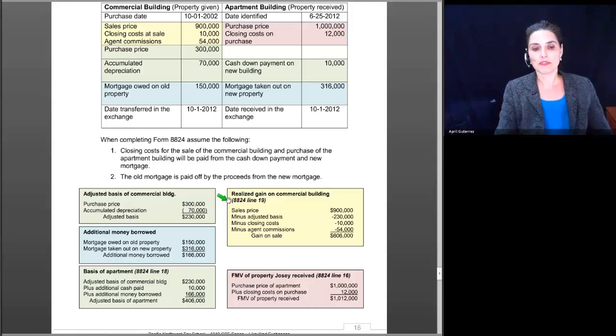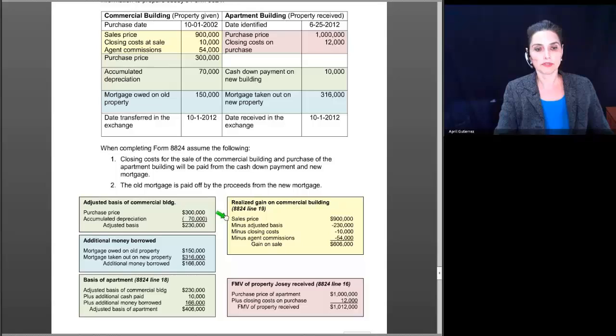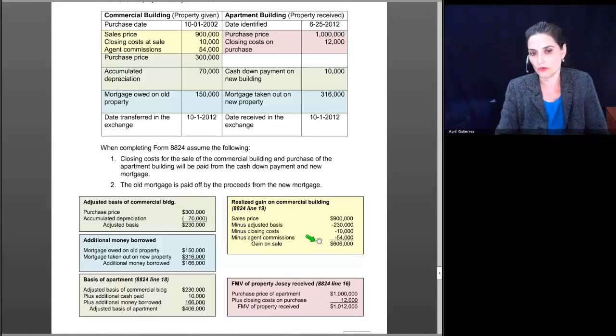How do we figure out the amount for line 19? Well, to figure the amount to enter on line 19, we start with the sales price of the old building, and then we subtract out the adjusted basis of the old building. We subtract out the closing costs and the agent commissions to get the profit on the sale of the old building. And the profit on the sale is $606,000.